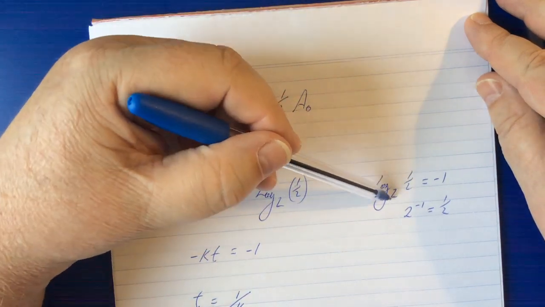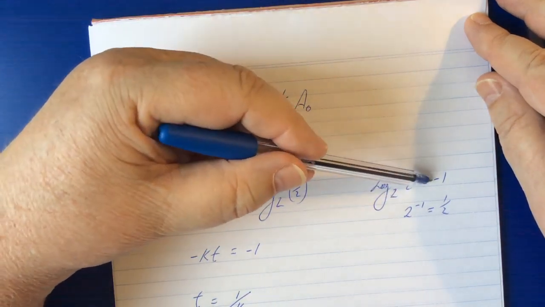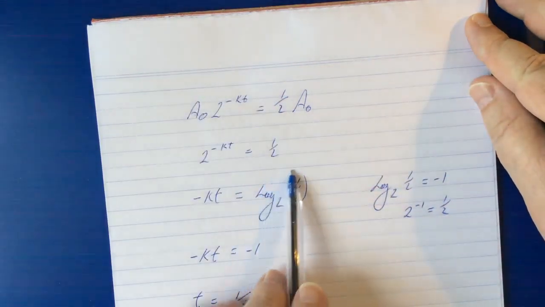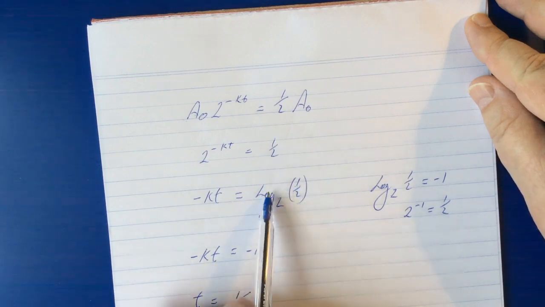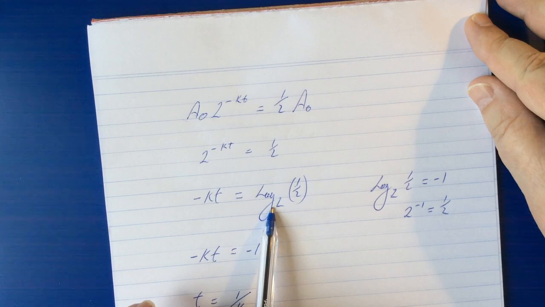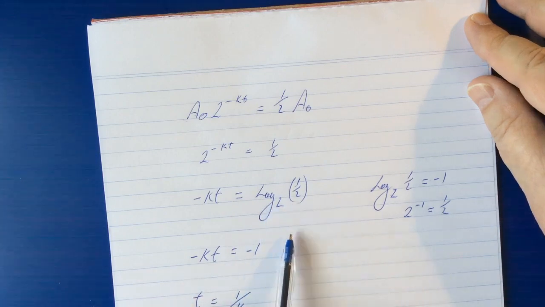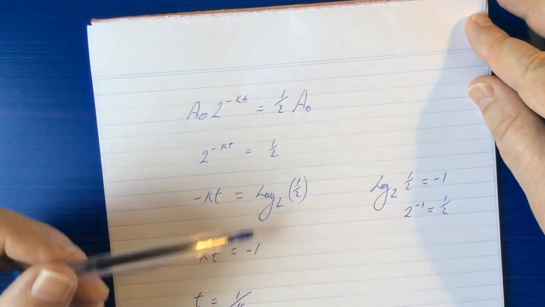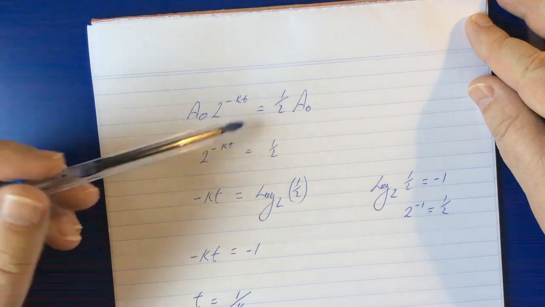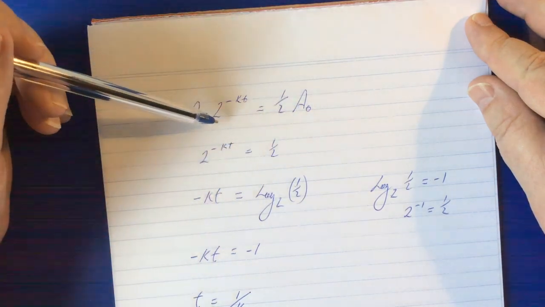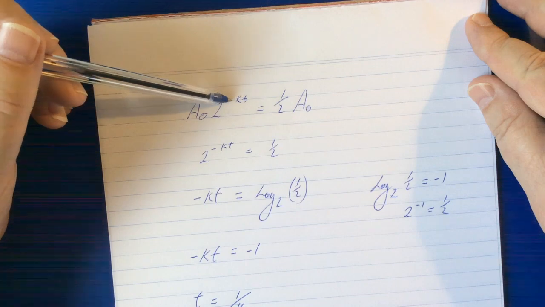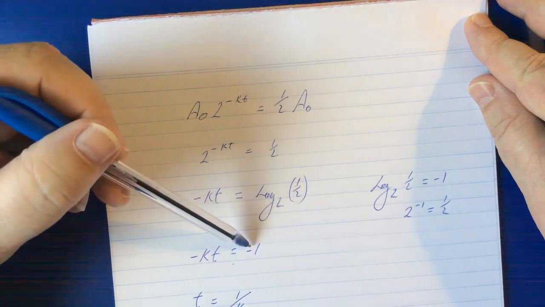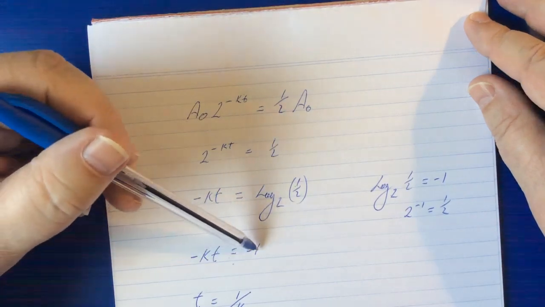Now, a little sidebar here. Log in base 2 of a half is negative 1, because 2 to the power of negative 1 equals a half. So whenever you're dealing with a half-life and you're using logs, you can always take this shortcut. The log of this is equal to negative 1. So basically, if you were familiar with this, you could just go from here to negative KT is equal to negative 1. Anyway, we've done the steps. So negative KT is equal to negative 1.